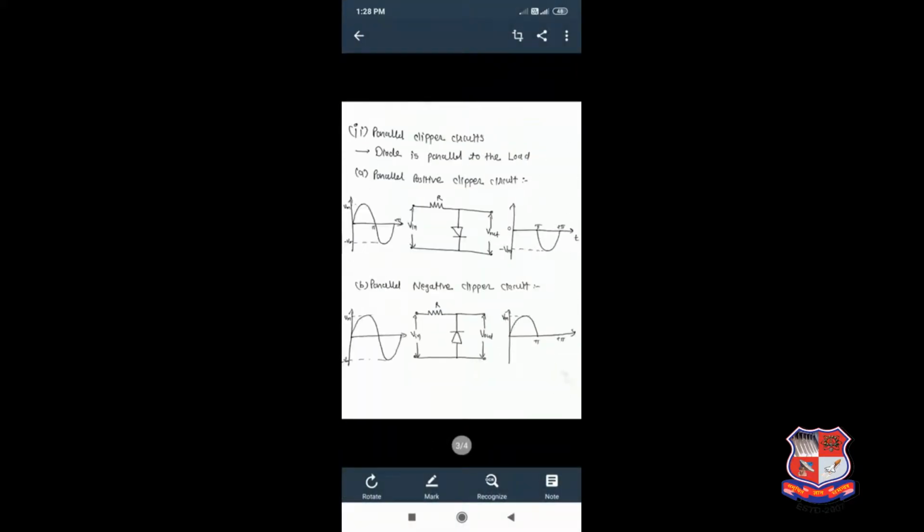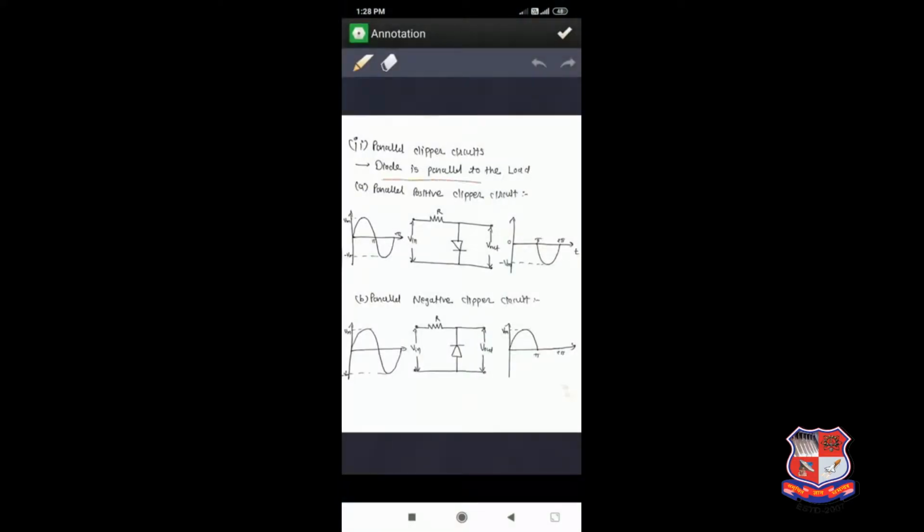Okay, now next, the second type, the parallel clipper circuit. In the parallel clipper circuit, the diode is parallel to the load. The diode is connected here and the load is parallel to the diode, so these circuits are called parallel circuits. Similarly, in the parallel clipper circuit there are 4 cases. One by one we will discuss.